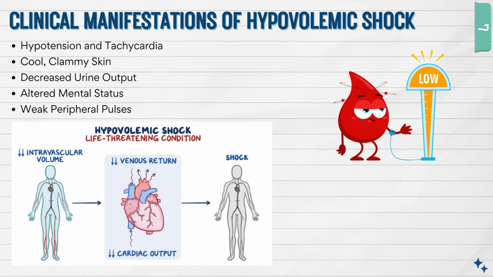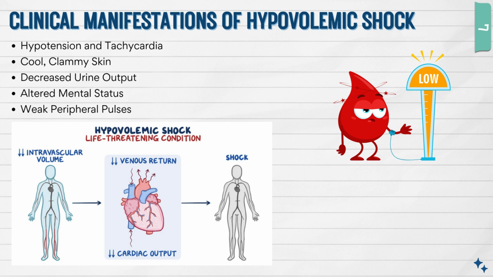The next thing is decreased urine output, because the next thing your body doesn't care about is the kidneys. So it's going to stop sending blood to the kidneys, and you're not going to be producing urine. When the kidneys sense the low perfusion, they're going to conserve and maintain the volume, so they're going to stop excreting urine. I hope that makes sense.